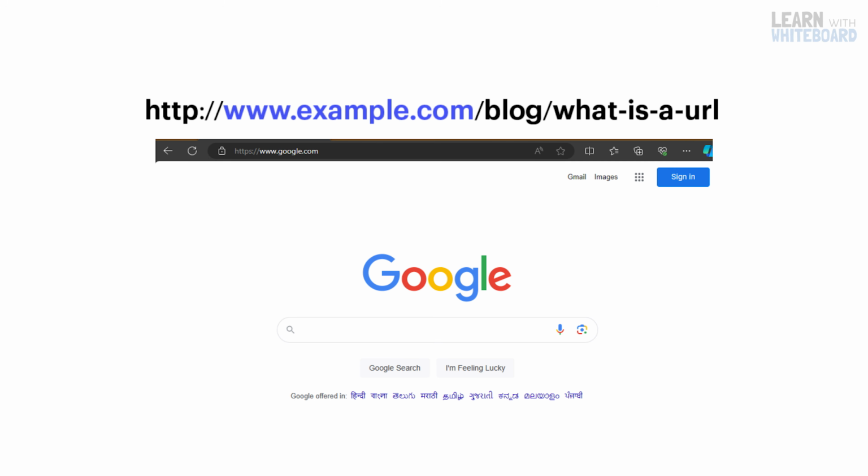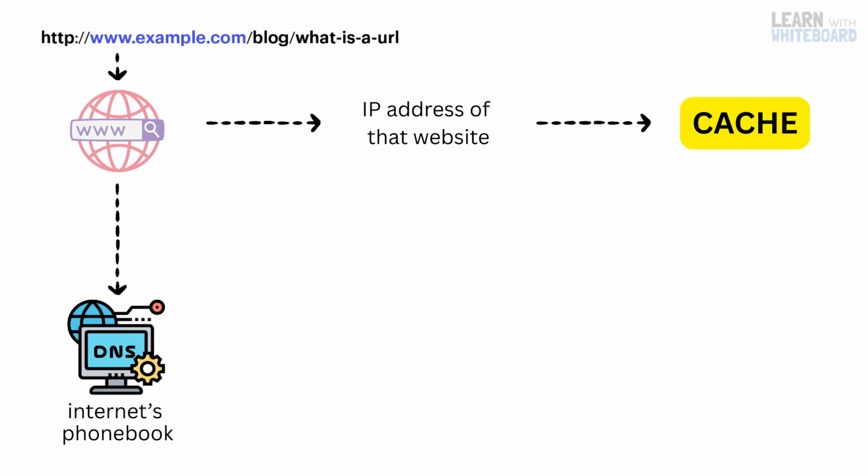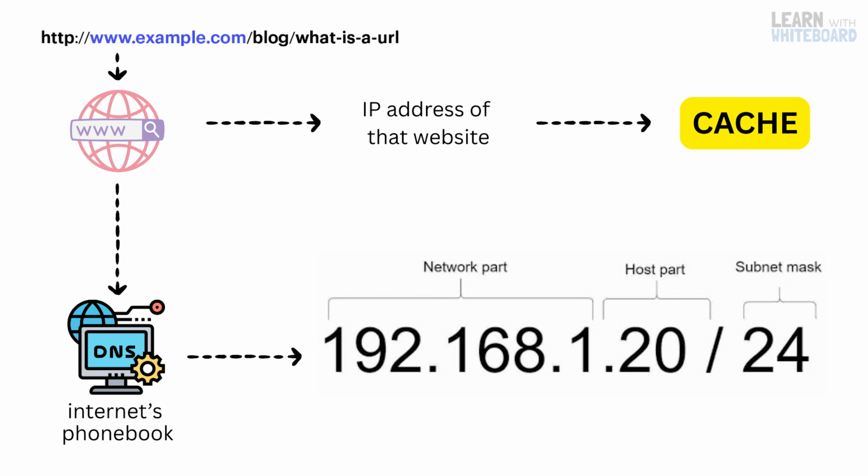When you type a URL into your browser and hit enter, a lot more happens than just opening a web page. First, your browser checks if it already knows the IP address of that website from its cache. If not, it asks a DNS server, which works like the Internet's phone book, to translate the domain name into an IP address that computers can understand.